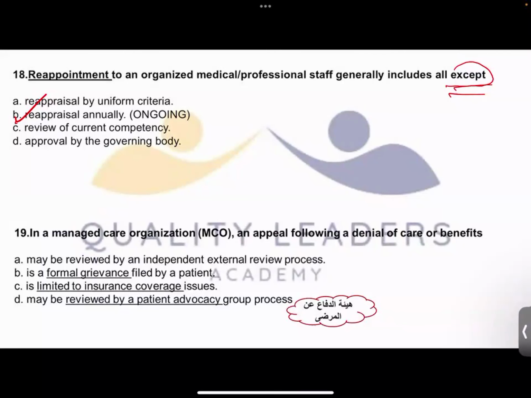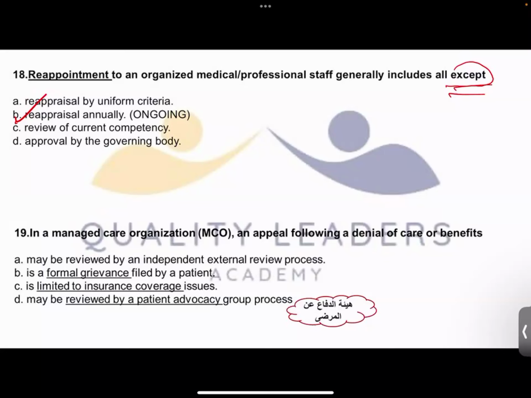Okay. The answer here is letter A. Yes, because in a managed care organization, appeals following denials of care or benefits can undergo an independent external review to ensure fairness and compliance with regulations. Because external reviews ensure an impartial evaluation of the denial decision.